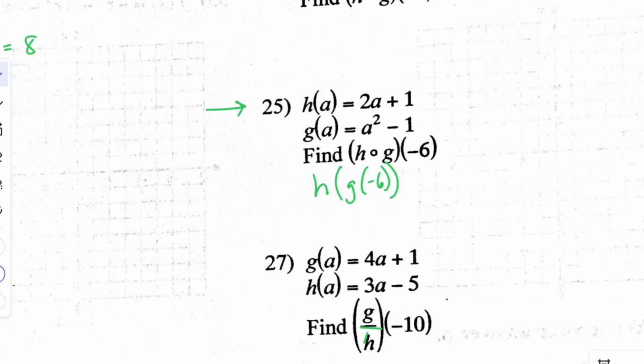So for this one, I'll work from the inside out. I plug in -6 into g, and that'll turn this into a number. So let's see, 36, +36 minus 1 is 35. So this becomes h of 35. Then I plug in 35 into this one, 76.